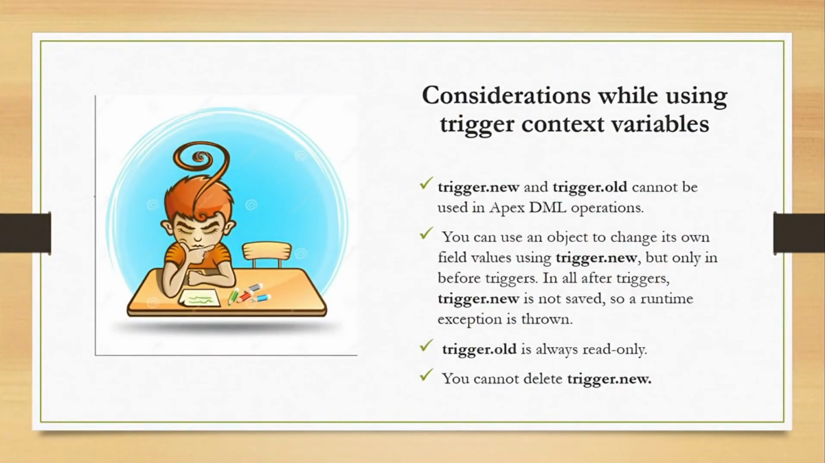So, what are the considerations while using the trigger context variables in Salesforce? Trigger.new and trigger.old cannot be used in Apex DML operations. You can use an object to change its own field values using trigger.new, but only in before triggers. In after triggers, trigger.new is not saved, so a runtime exception is thrown. Trigger.old is always read-only, and you cannot delete trigger.new.